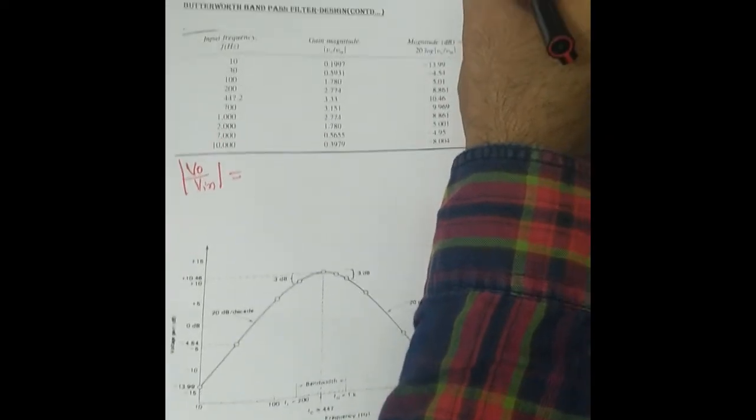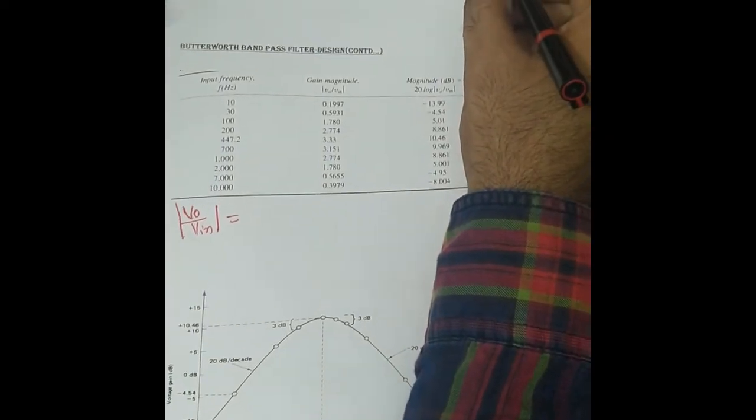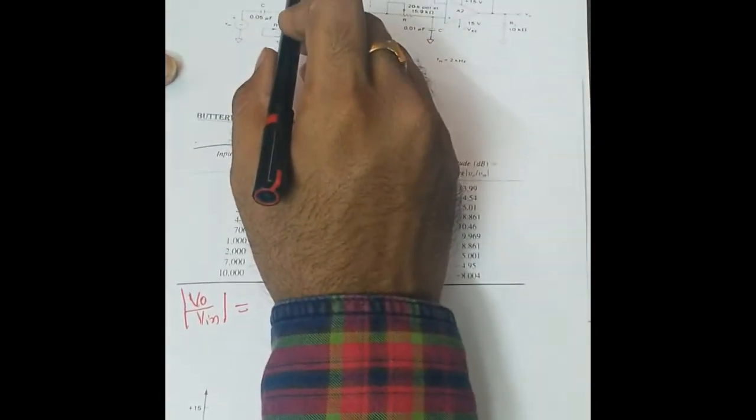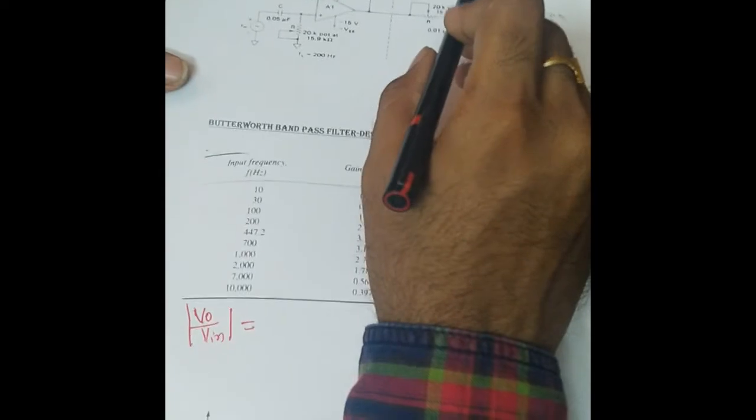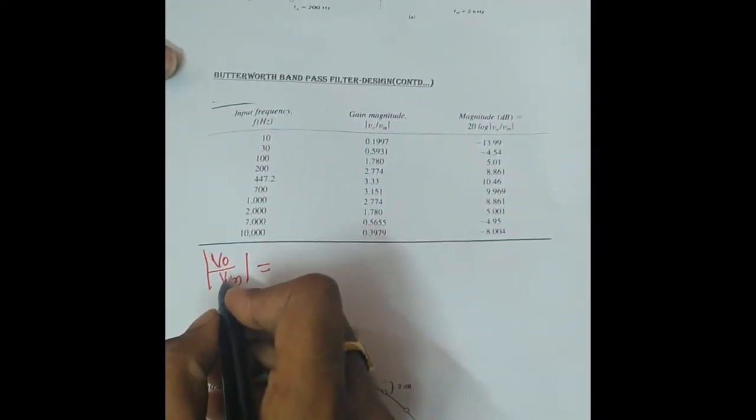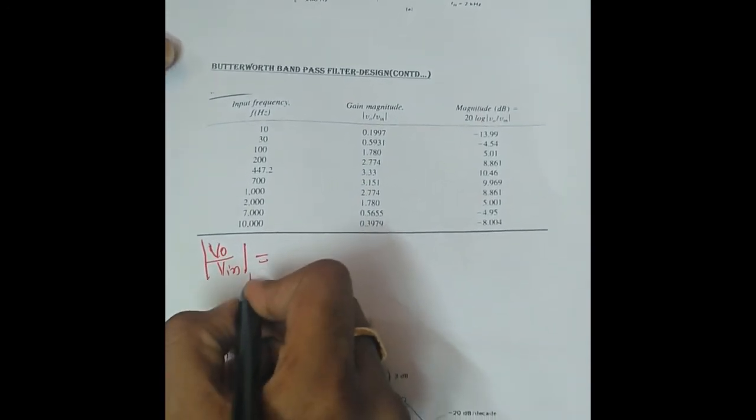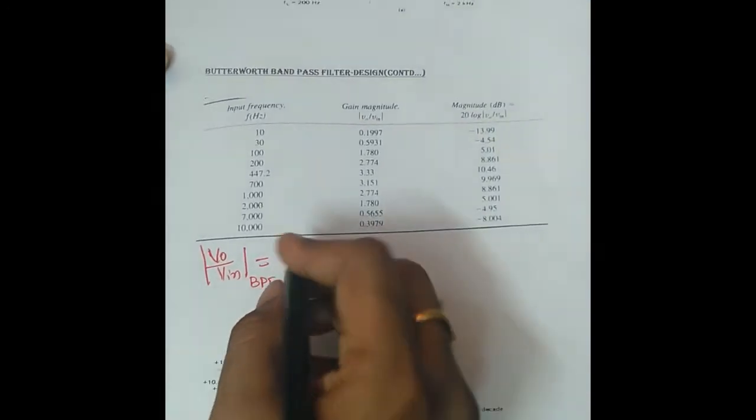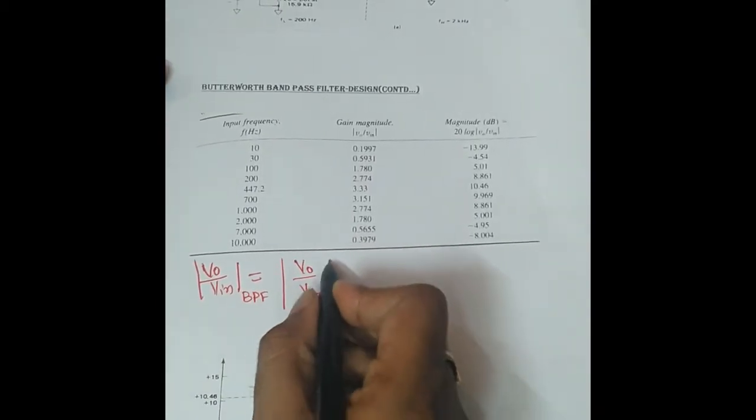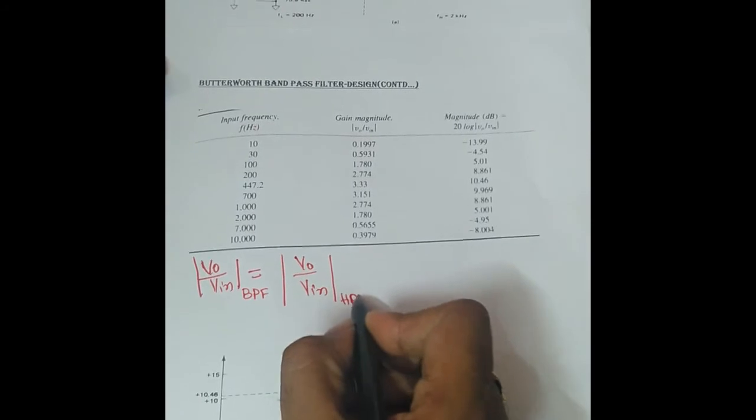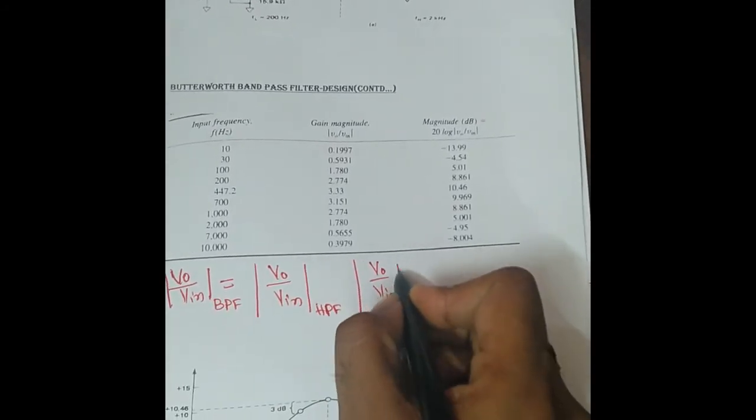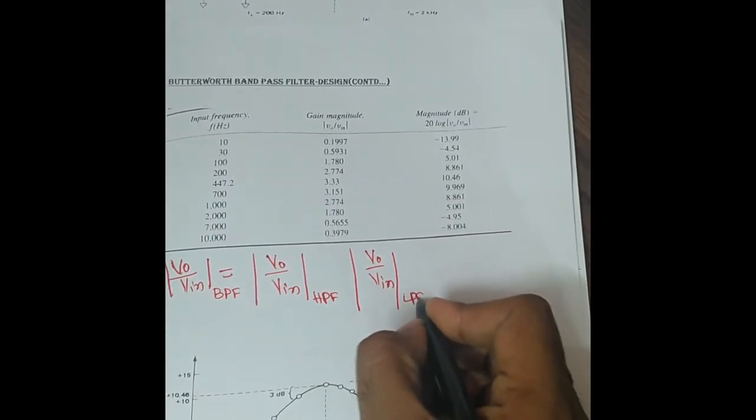So the voltage gain magnitude of the band pass filter is equal to the product of the gain magnitude of the high pass filter section and the low pass filter section. It can be written as V0 divided by Vin for the total band pass filter is equal to the product of V0 by Vin for the high pass filter section and V0 by Vin, that is gain magnitude, for the low pass filter section.